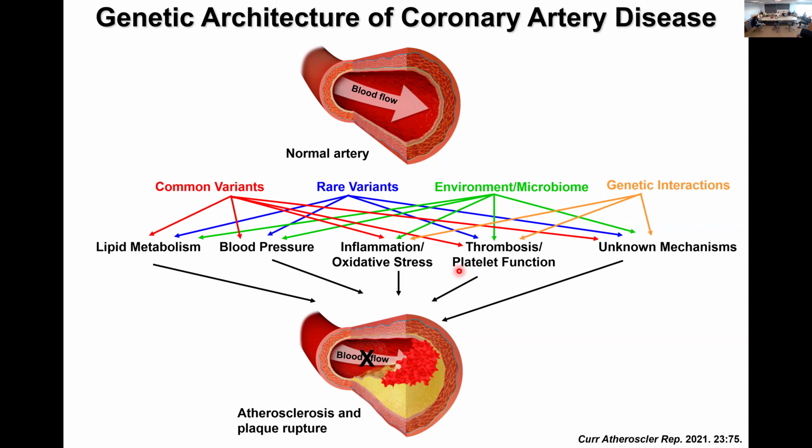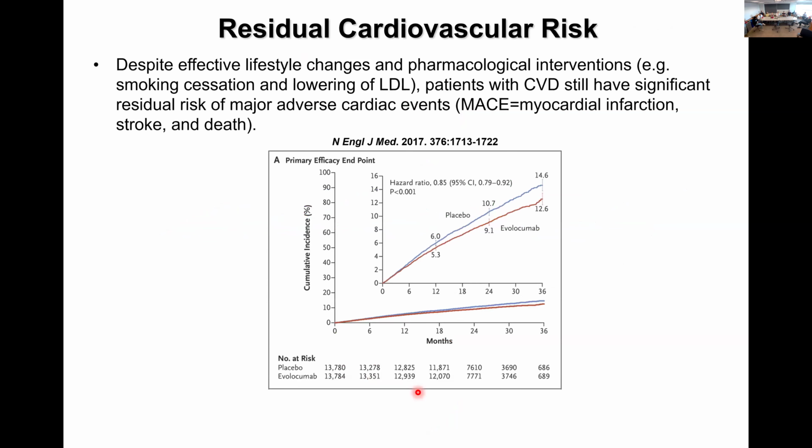So basically, all of this interplay comes together to take a normal, healthy artery to one that has plaque buildup. And if it progresses to the point where you get rupture, you get a myocardial infarction or stroke, those are the thrombotic events. So despite effective lifestyle changes and pharmacological interventions, you get people that maybe quit smoking, you aggressively lower their cholesterol levels, you manage their blood pressure, et cetera, you still have what we call, and what you guys know very well, this residual risk of major adverse cardiac events.